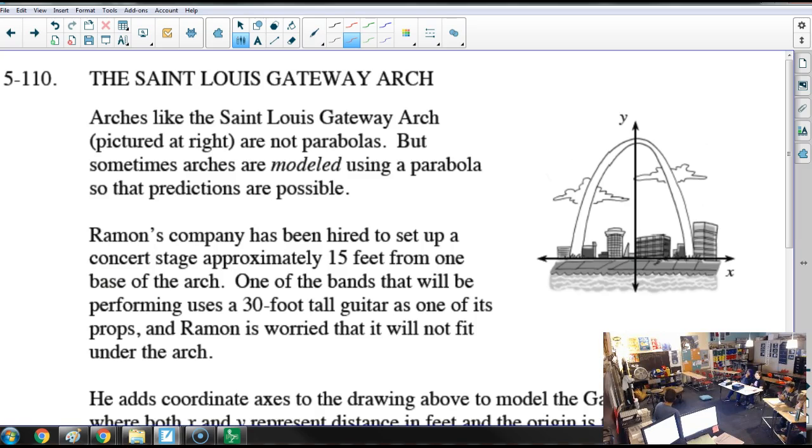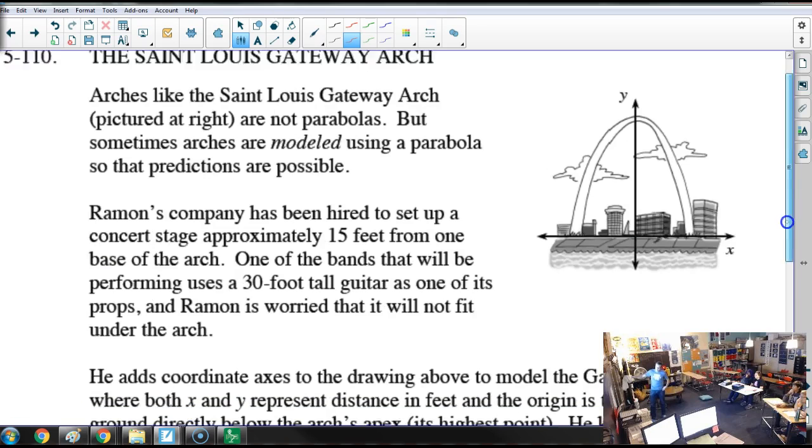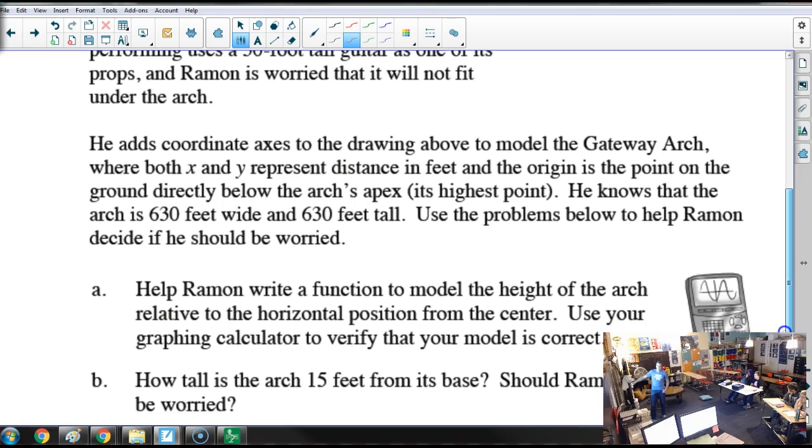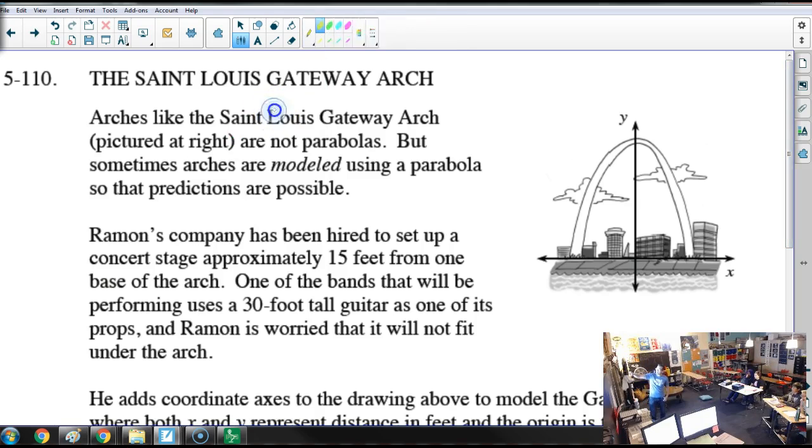Okay. So, Raymond's company's been hired to set up a concert stage approximately 15 feet from one base of the arch. One of the bands that will be performing uses a 30-foot tall guitar as its prop. So, Raymond is worried this guitar may not fit. So, he adds coordinate axes to the drawing above to model the Gateway Arch. He finds this out. Now, interestingly enough, if you didn't know this about the Golden Gate, this is real.